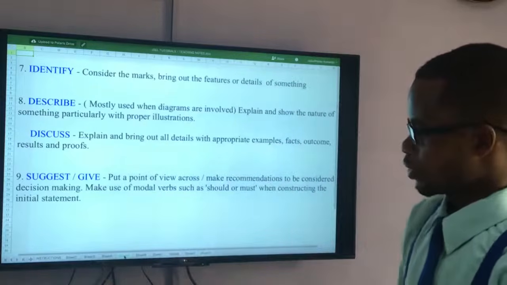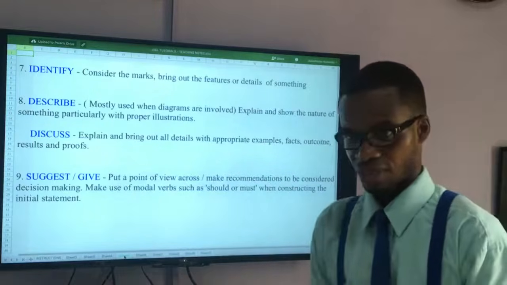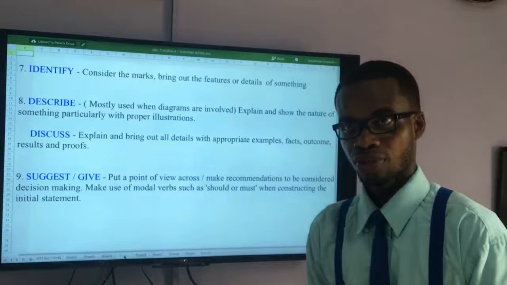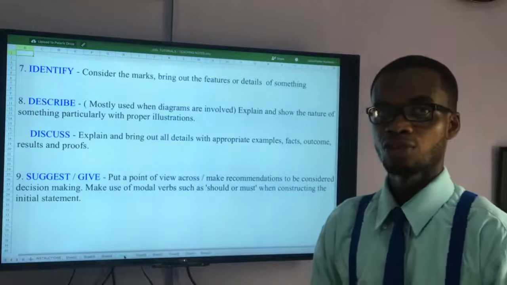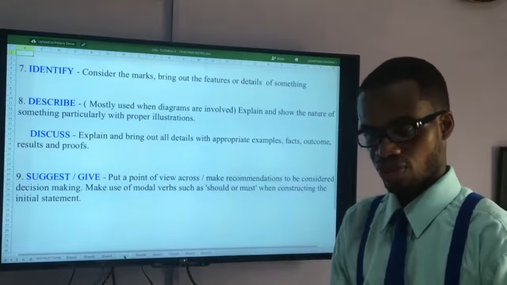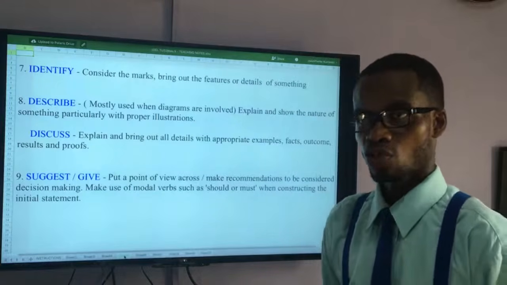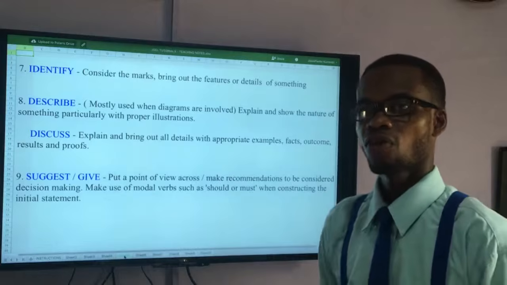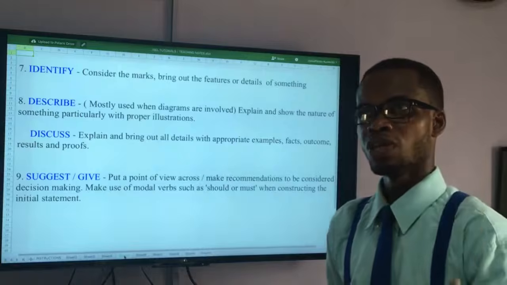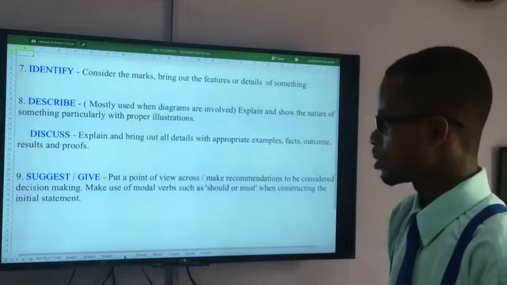Alright, so the last instruction, we look at suggest or give. When you are in a meeting and you are a member, they expect that your views will also be put across, and they will be considered. In an examination room or hall, as you sit with the paper, there are some questions that could come with this instruction. So, suggest 4 ways of controlling irresponsible adolescent behavior. Very simple, straightforward. So what do?